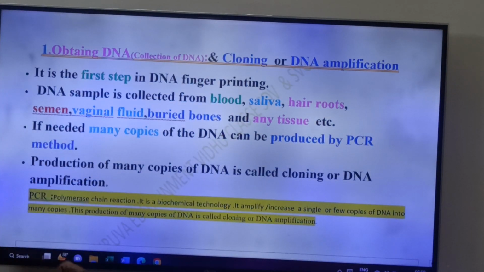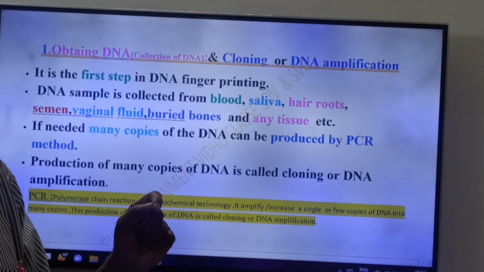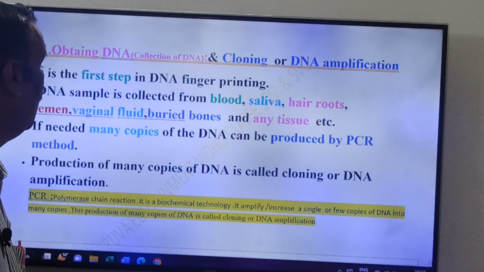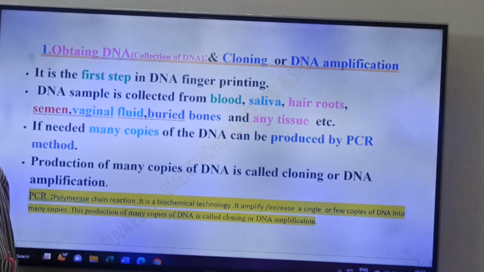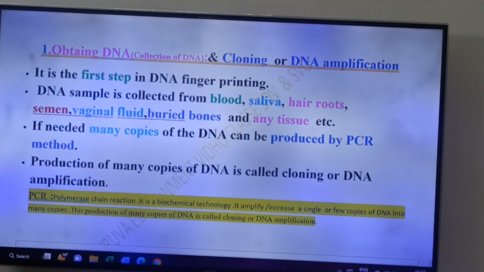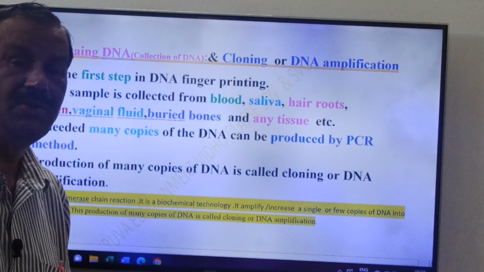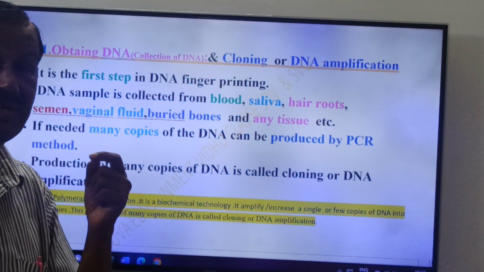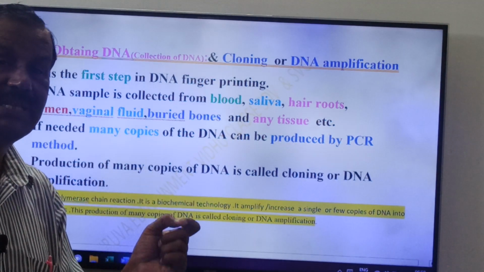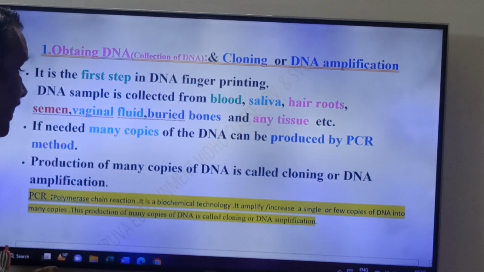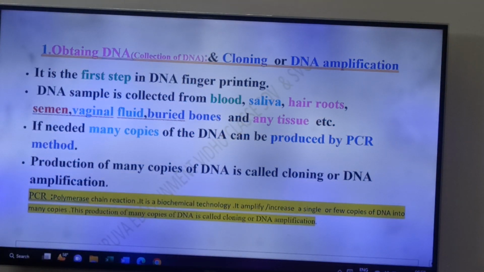See, friends, if we need many copies of DNA, they can be produced by the PCR method. If we don't get sufficient DNA, if we get only one or two samples, a small sample, you have to make it into a number of copies. For that you have to use which method, friends? PCR method. This is for NEET and MCET. By which method are we copying the DNA? PCR method, friends.